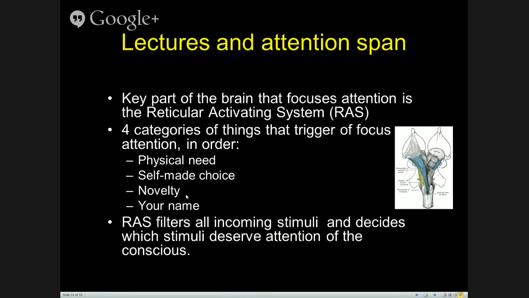The third level, that trigger of attention, is something new, a novelty. We're all curious. We're all human beings. The novelty of something cool is really exciting. And the fourth thing is your name. So if you're in a classroom and in a seminar and someone is snoring, if you say, Mike Velec, pay attention, Mike Velec will pay attention.